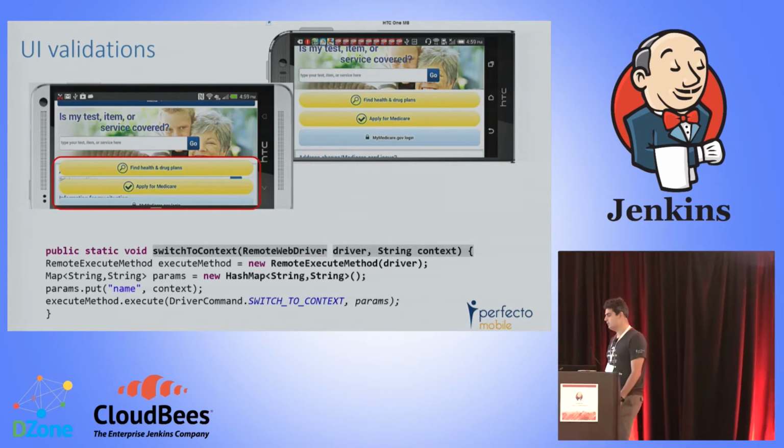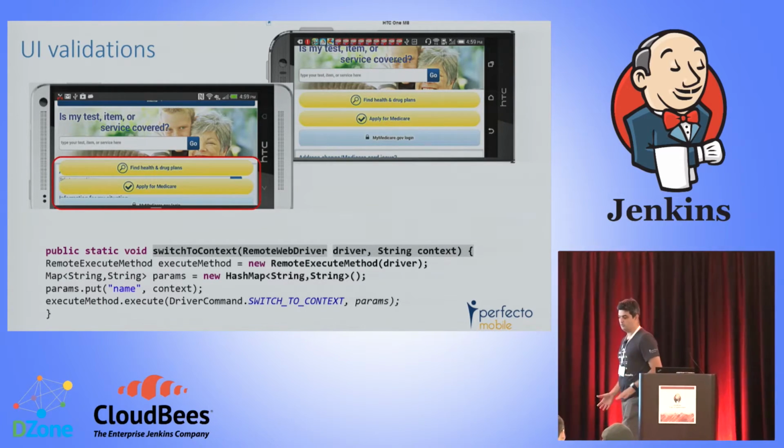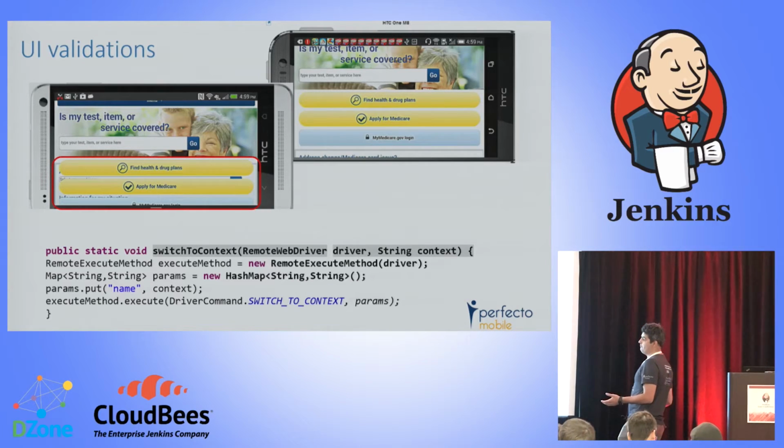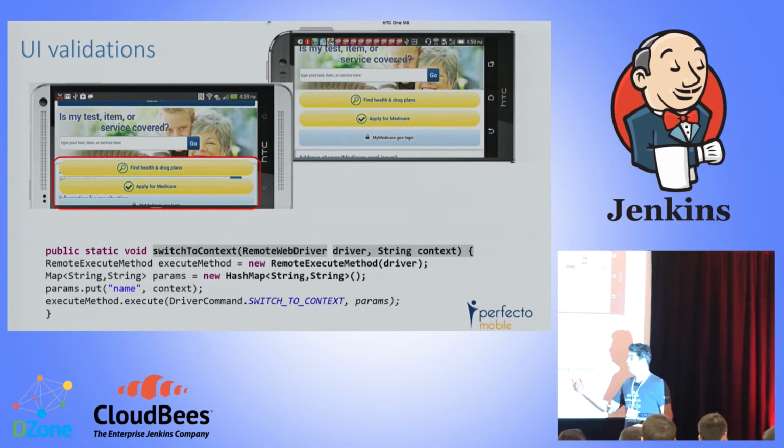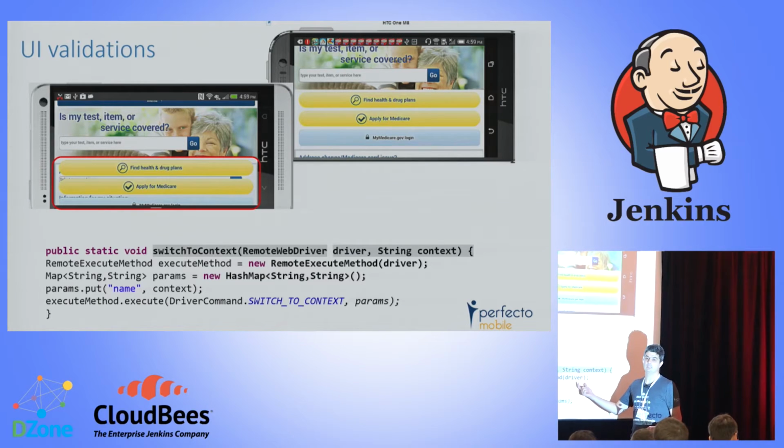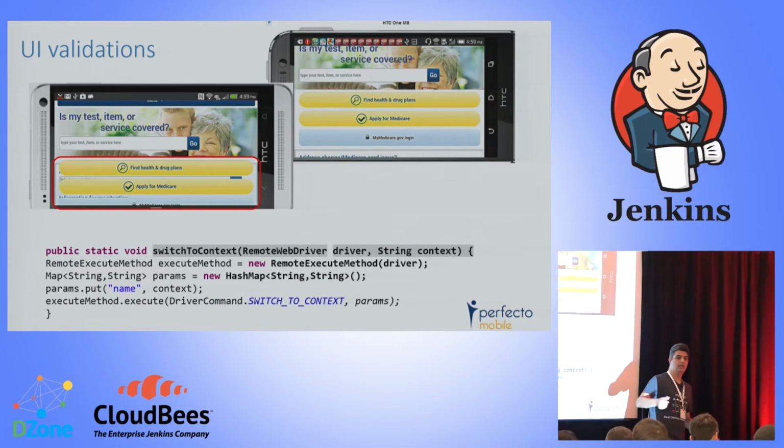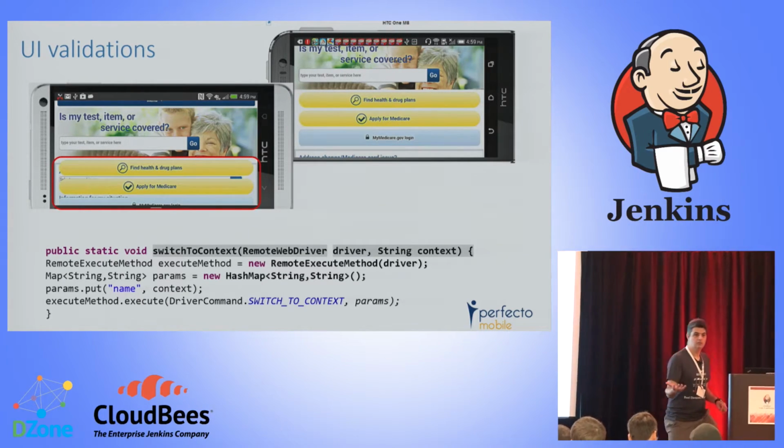And this is the way we are using it. Again, it can be executed from any API that we have. This is an example with remote web driver. We're just switching the context, and the new context is visual, and we are going to run our visual analysis.